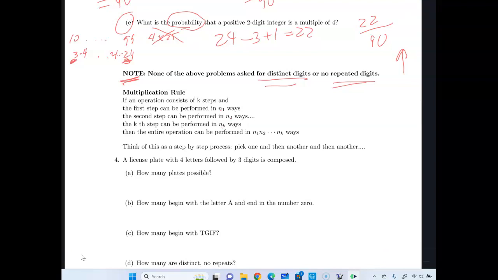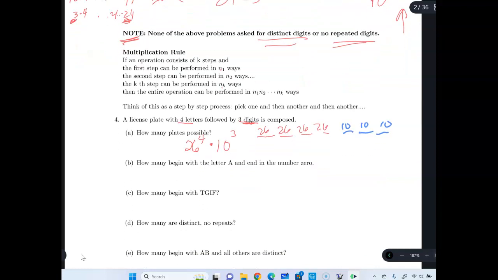So let's see, I've got a license plate with 4 letters and 3 digits. How many plates possible? So the 4 letters, I'm going to have 26 for each of the 4 letters. So that'll give me 26 to the 4th. And then if I have digits, I'm going to have 10 digits for each of those 3 digits. So that's 10 cubed. And you could think of it as writing out the 4 letters and then writing out the 3 digits. And you would have 10 for each of these, and then you would have 26 for each of these. We're going to be doing a lot like that.